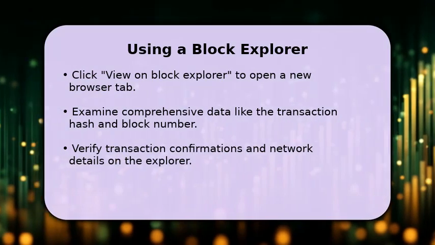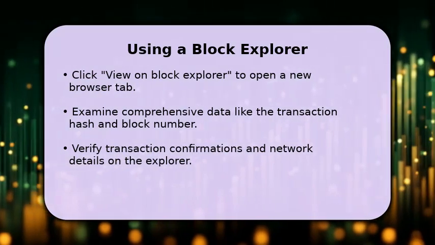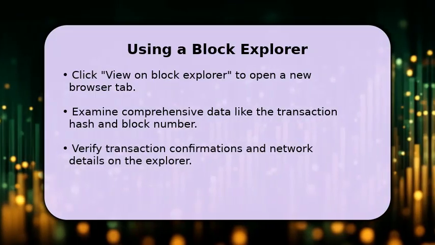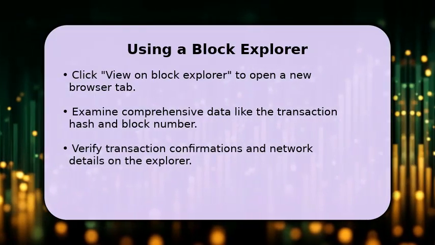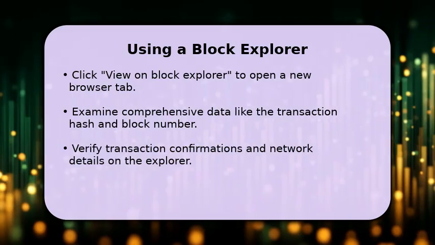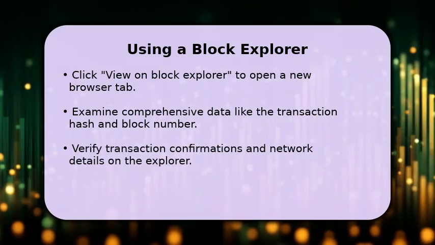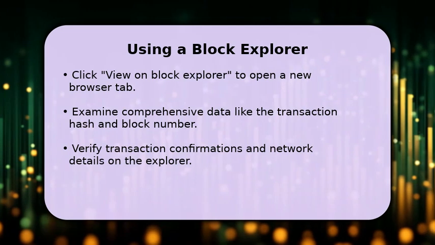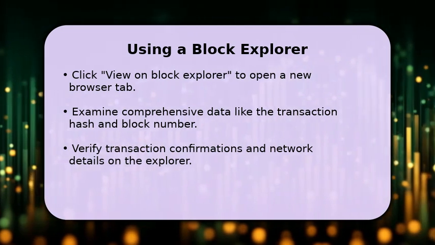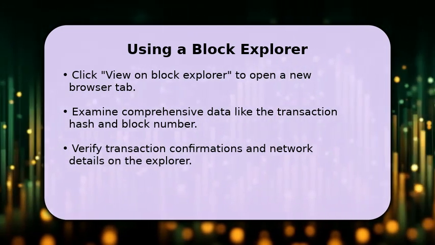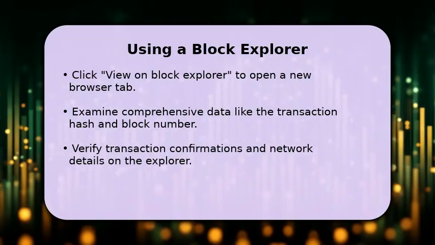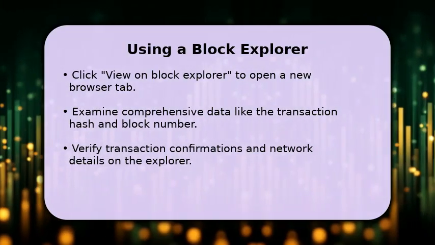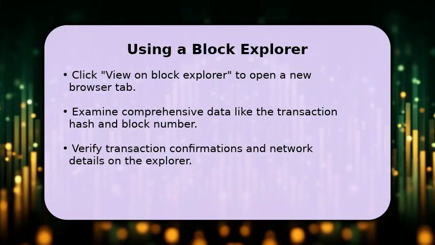Clicking View on Block Explorer will open a new browser tab, taking you to a public blockchain explorer like Etherscan. Here, you can find extensive details about your transaction, including its unique transaction hash, the block number it was included in, and its confirmation status. This tool offers a transparent and immutable record, giving you complete confidence in your transaction's journey on the blockchain.